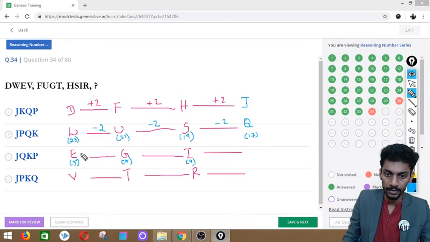Okay. Next, E is the 5th letter, 7th letter, 9th letter. So it is plus 2, plus 2, which is the 11th letter. This is the 11th letter, it is K.